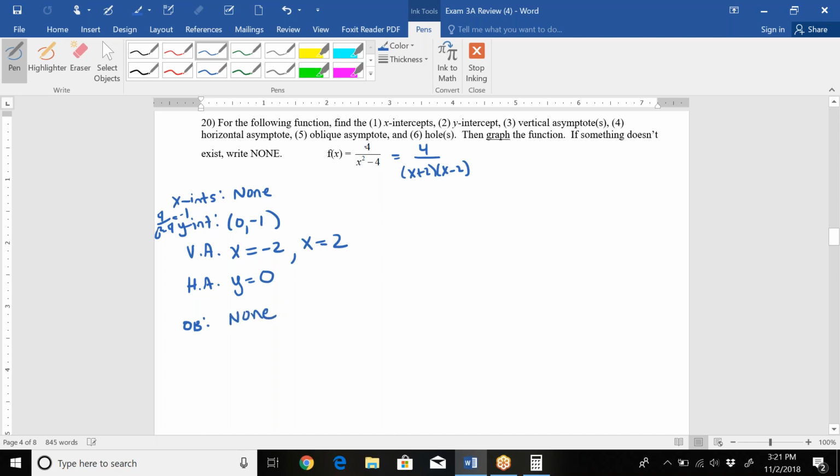So anytime the degree of the top is smaller, the asymptote is always y equals 0. And then holes, there were none because there was nothing that canceled out. So none. Okay, so let's graph what we know.